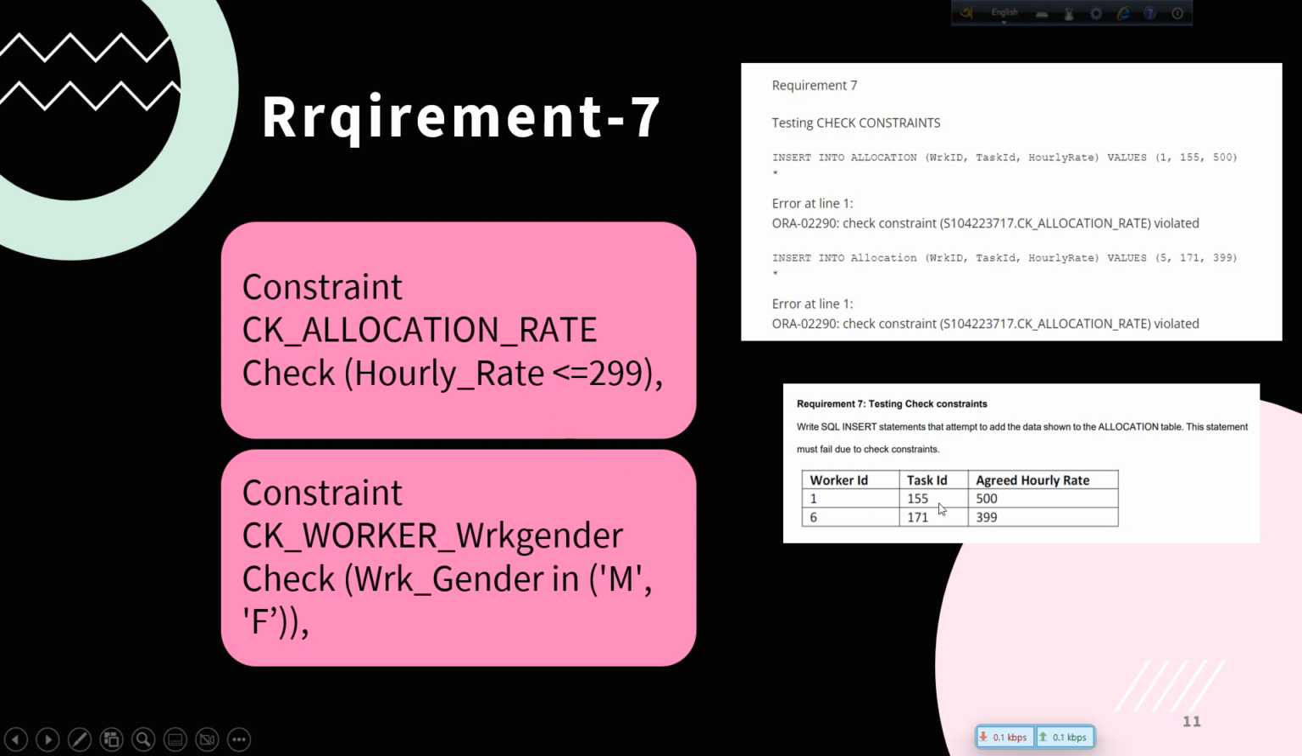Okay, Oracle. And in the requirement 7 question, you can see that 500 and 399 are the hourly rates inserted, and this information was rejected. Here you can see the screenshot of this rejection.